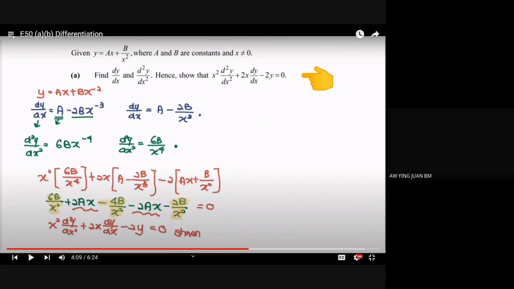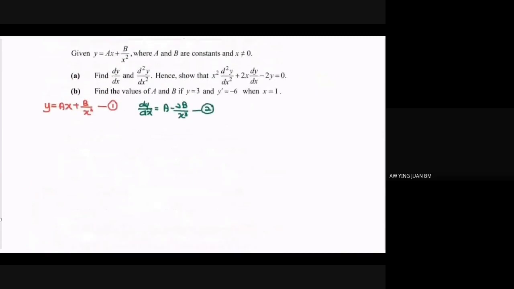Okay, so kita nampak ya, soalan ni kita ada masalah A, kita ada masalah B. So kalau nak cari A dengan B, kita mesti kena ada dua equation. So now we are looking into B. Find the value of a and b if y is equals to 3. Y prime, or we said the dy dx is equals to negative 6 when x is equals to 1. So here we have the information.